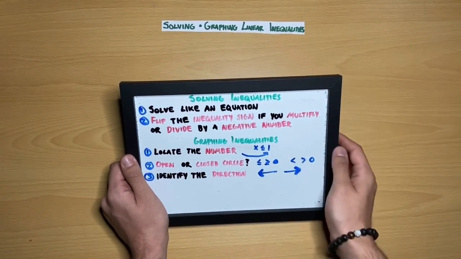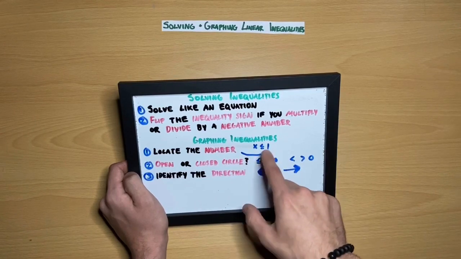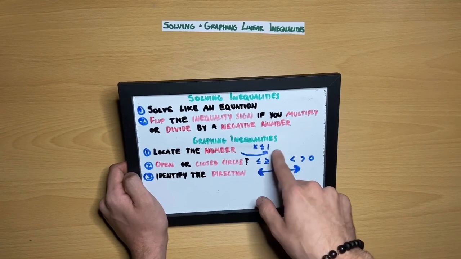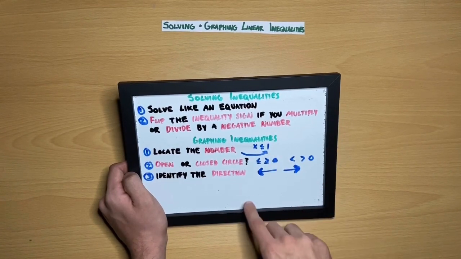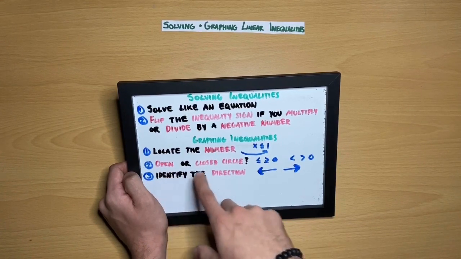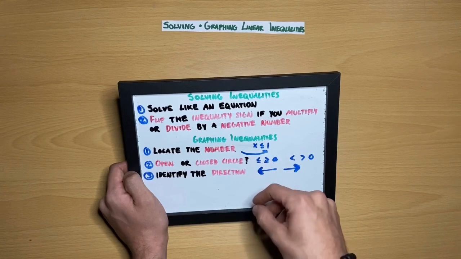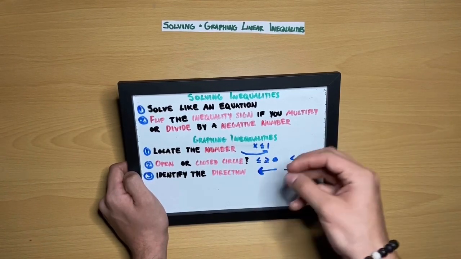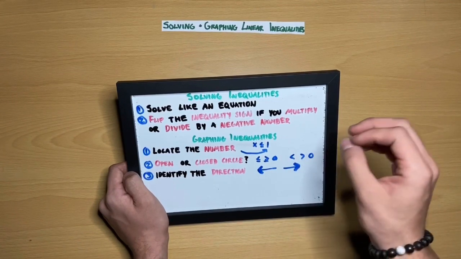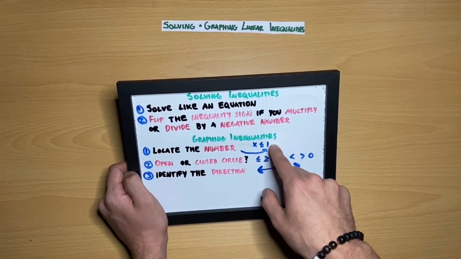For graphing inequalities, you take these 3 steps. You locate the number in the inequality. So in this case, for x is less than or equal to 1, that 1 would be your number. You would go to that point on the number line and then decide if you use an open or closed circle. And if it has a line underneath it, if it's or equal to, it's closed because it includes. And if it doesn't, it's an open because it does not include. So you would draw this circle at this number.